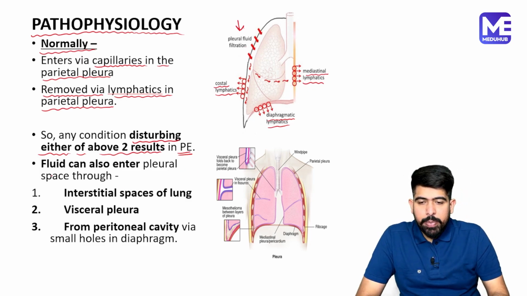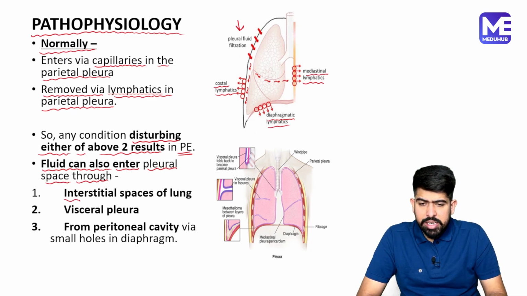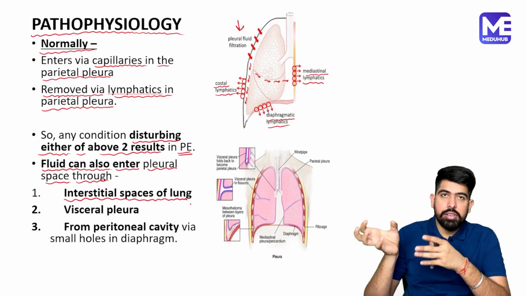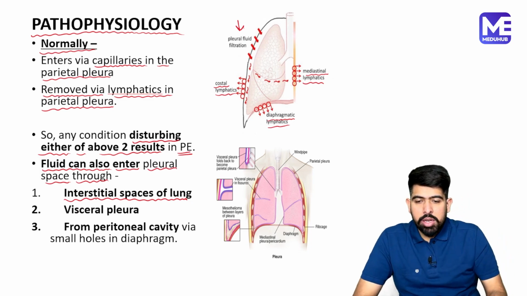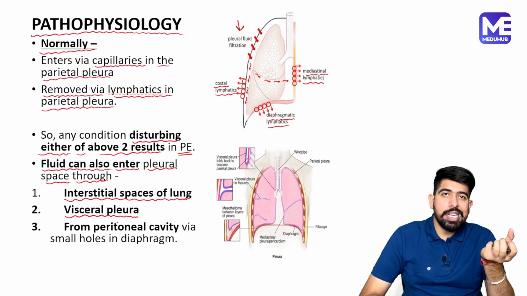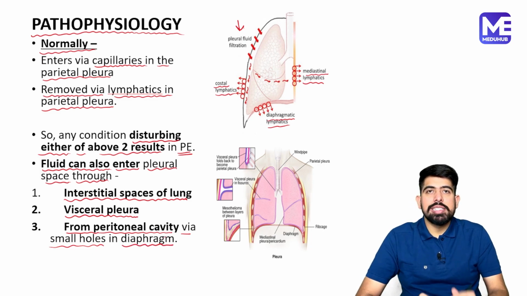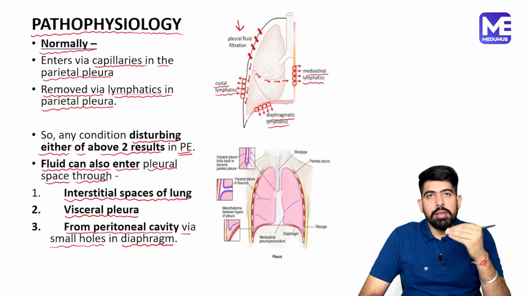So this fluid can also enter the pleural space through the interstitial space of the lung. What is happening? From the interstitial space of the lung, it can come outside, or maybe from the visceral pleura it can also come, right? From the visceral pleura it can come outside into the pleural space, or from the peritoneal cavity, it can also come via a small hole in the diaphragm. So if the diaphragm has a small hole, it can come from there also.